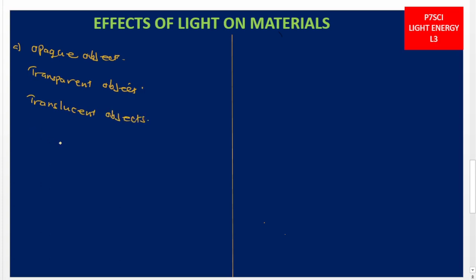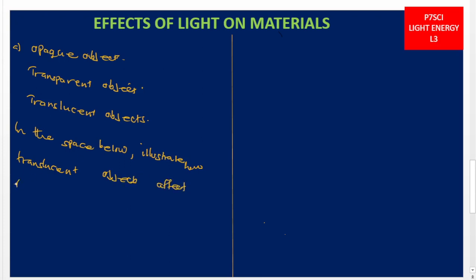In the space below, illustrate how translucent objects affect the movement of light. Illustrate means draw a diagram.